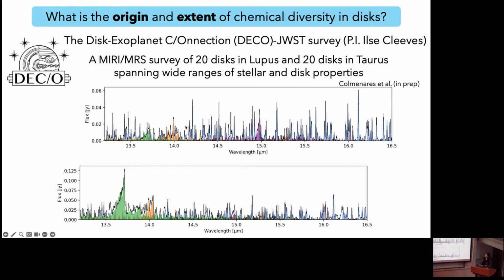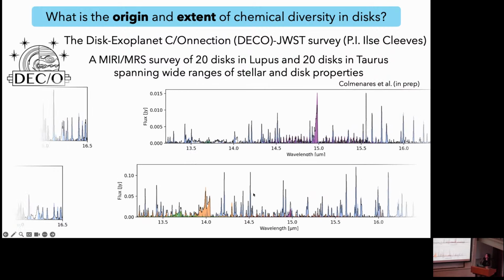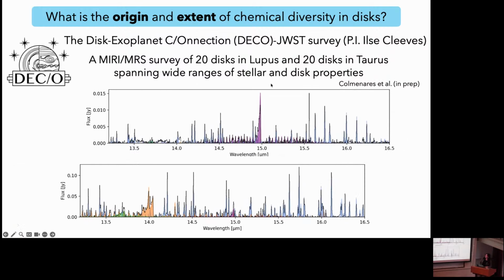You can see, for example, this one's similar to before, very dominated by water lines, some CO2, whereas this one is dominated by C2H2 and not that much water. And if I show you another one here, you can see instead it has very strong CO2, and this one has very strong HCN. So we see a lot of variability within this survey already.